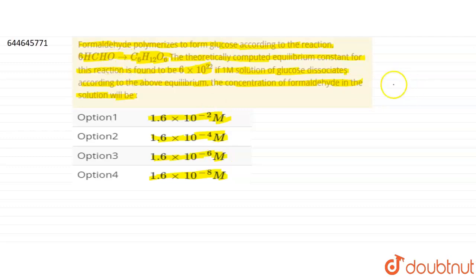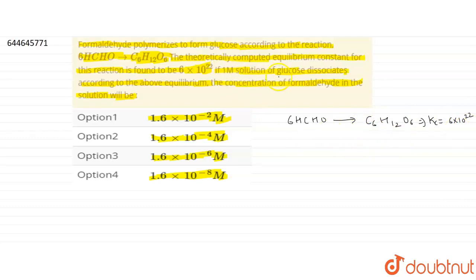So we have a reaction like this. First of all, we have 6HCHO, that is formaldehyde, polymerizes to form glucose, C6H12O6. And we have been given the equilibrium constant for this reaction, that is Kc for this reaction is 6 into 10 to the power 22. This is the Kc for this reaction.